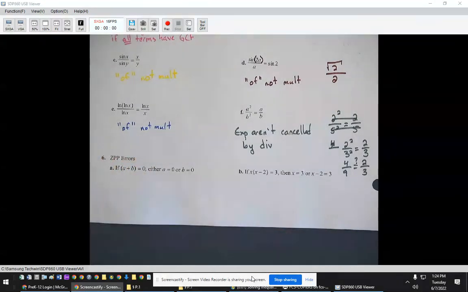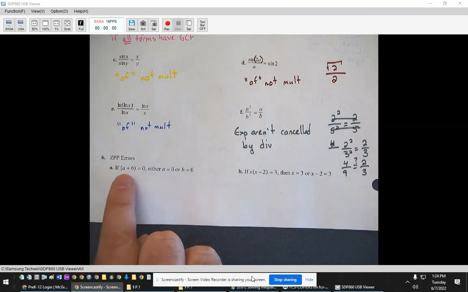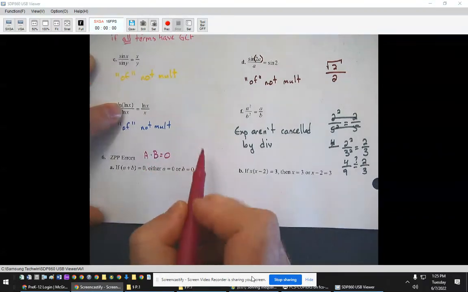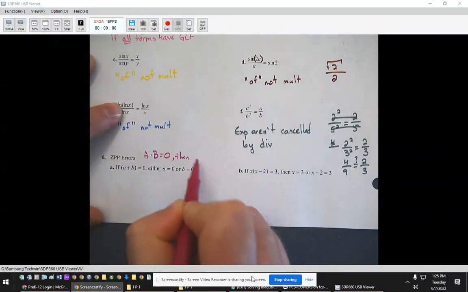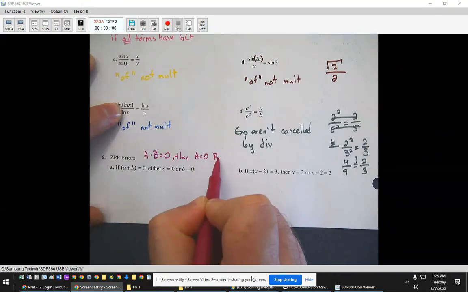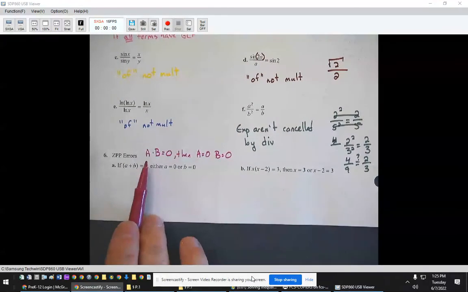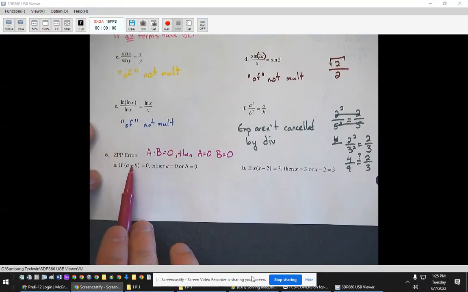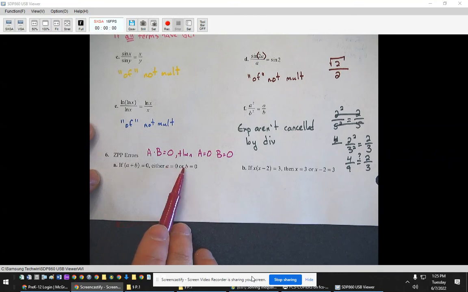And then the last one that I want to talk about here are the ZPP errors. When I was a student, I remember taking my, I think it was SAT or maybe college entrance exam, one of them. And it was problems like this, and I applied the ZPP everywhere. Now, the ZPP only works if you have two things multiplied together that equal 0. So if A times B equals 0, then either A equals 0 or B equals 0. That makes sense, right? If you're going to get an answer of 0 with multiply, you have to multiply by 0. Either A has to be 0 or B has to be 0.